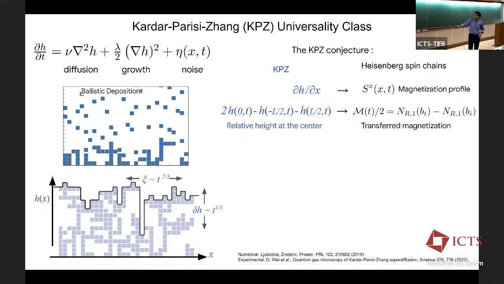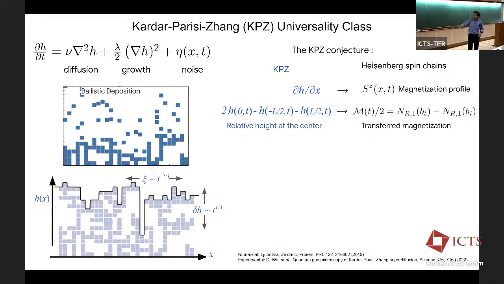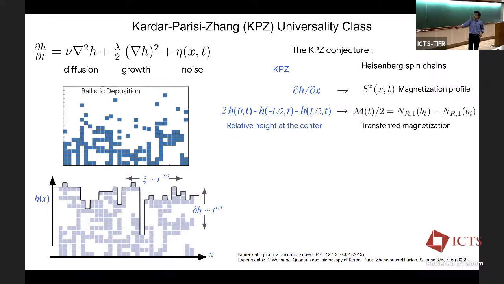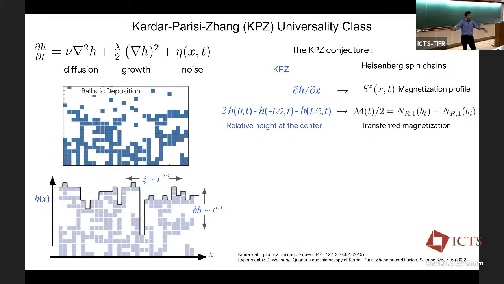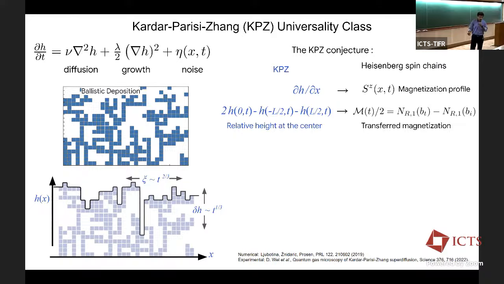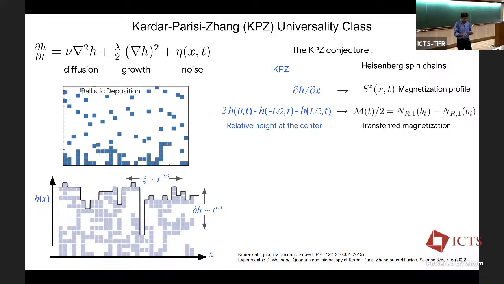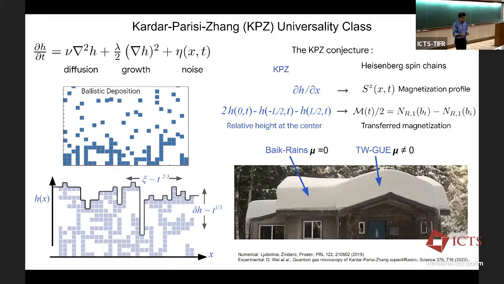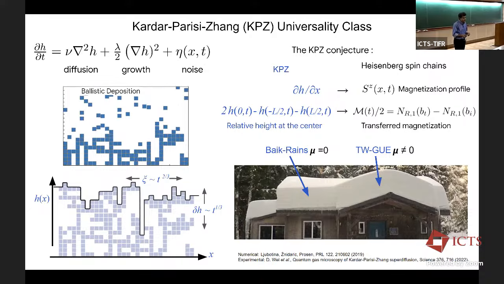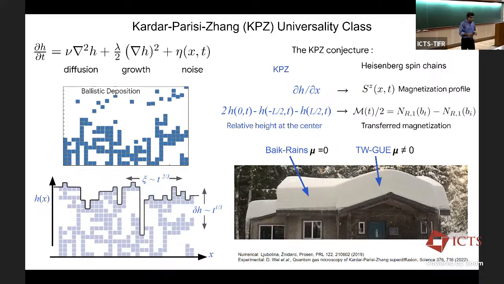And if you integrate them, the height at a given place in time and space minus the asymptotic value, this relative height at the center, scales similarly to the transferred magnetization, which is the number of excitations passing through the origin. So let me just give you pictorially what it means. Because there's yet another parameter which becomes significant in the talk.